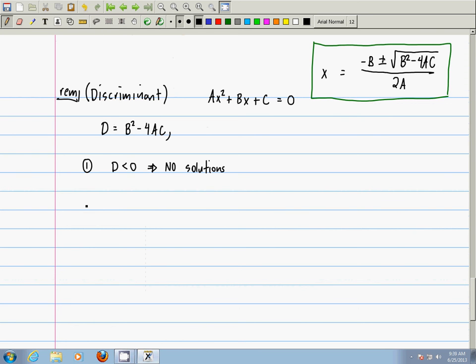Another possibility is that the discriminant could be exactly equal to 0. So, if the discriminant is negative, no solutions. If the discriminant is exactly equal to 0, then let's plug that into the quadratic formula. Then we would have x equal to negative b plus or minus the square root of 0 over 2a. So what is the square root of 0? 0. So it would be just equal to negative b over 2a. So then that's the solution. So how many solutions are there? One solution. In fact, I'm going to write it below, right here.